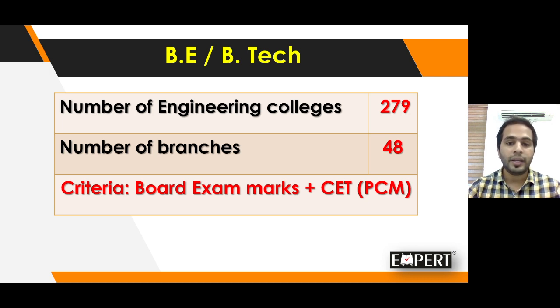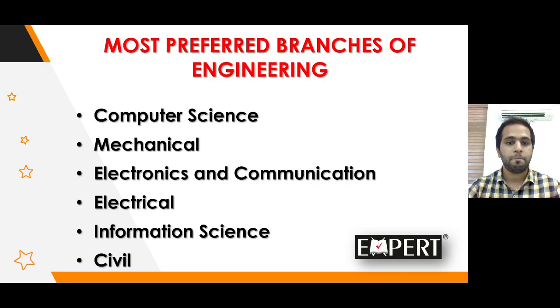The criteria for selection and for the ranking is going to be based on the board exam marks as well as the marks that you have got in three papers, that is physics, chemistry, maths, and CET. So 50% of your board exam marks plus 50% of the marks that you get in your CET in PCM will be considered for giving you the rank in this Karnataka CET.